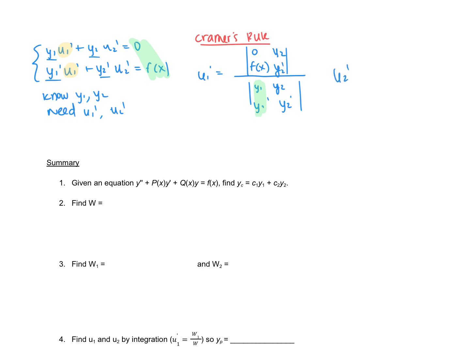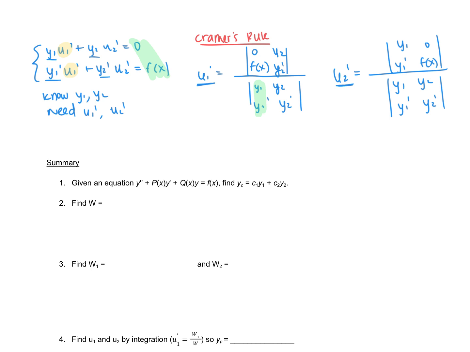Likewise, for our u2 prime, the denominator is going to be the same, so y1, y2, y1 prime, y2 prime. This time, the 0 and the f of x go in the second column, and the first column is just y1 and y1 prime. So solving for this would give me u1 prime and u2 prime, which I could then use to find the particular solution.